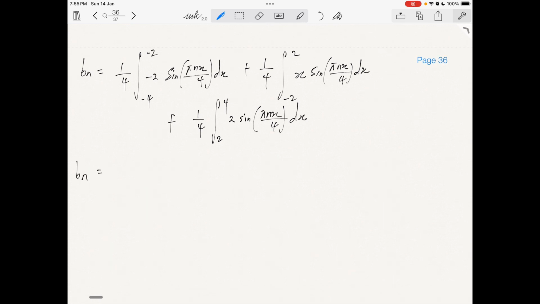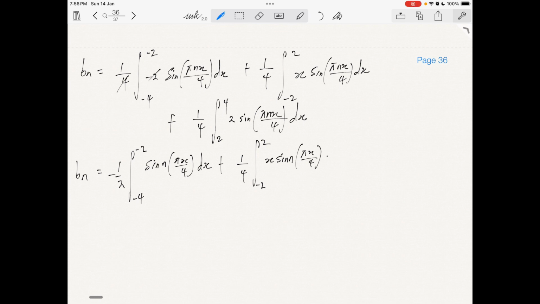Now bn, when we solve further, this cancels this to remain. We have minus 1 over 2 from the integral of minus 4 minus 2 sine, let's bring the n outside, sine n pi x over 4 dx, plus 1 over 4 integral from minus 2 to 2 x sine, let's bring the n outside here, n pi x over 4 dx. And we are here, so this 2 will cancel this 4, so we'll be left with 1 over 2 integral of 2 to 4 of sine, bringing the n outside, left with pi x over 4 in the brackets dx.